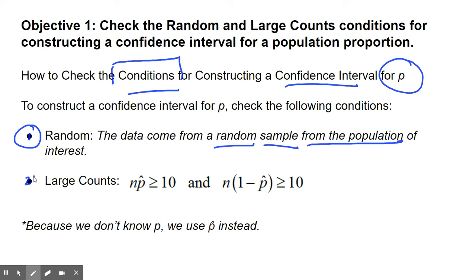And then number two, what we talked about in chapter 6, is the large counts condition. Now notice this time we have our p hat value here and our 1 minus p hat value here, which again must be at least 10 in both cases. This note right here: again, because we don't know the population proportion, we can't use just p. We have to use our p hat, our sample proportion value. Okay, so be aware of that.